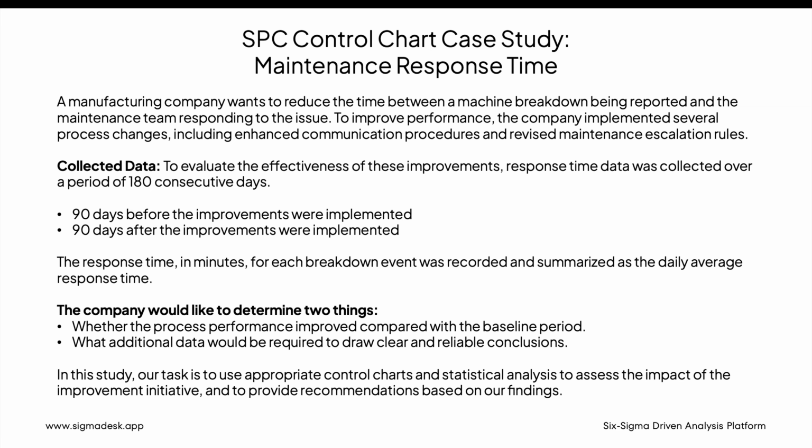The company would like to determine two things. First, whether the process performance improved compared with the baseline period. And second, what additional data would be required to draw clear and reliable conclusions. In this study, our task is to use appropriate control charts and statistical analysis to assess the impact of the improvement initiative and to provide recommendations based on our findings. And here's the data set we have been given: 180 days in total, 90 plus 90, before and after implementation. You can find this data set in the description below.